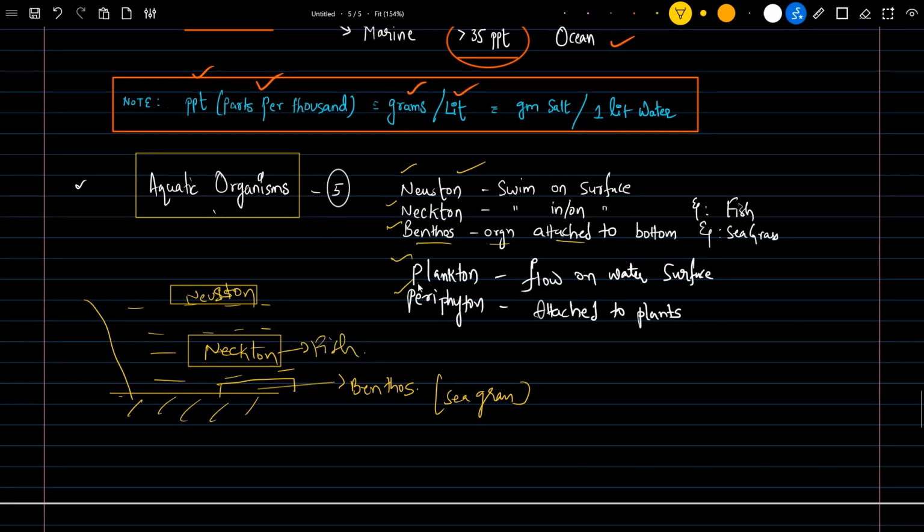And next, what is plankton and what is periphyton. Plankton basically flow on the surface water. And periphyton: let's say there is some tree here, and on this tree periphyton will be present. So these are attached to the plants, an example like algae. So these are majorly the 5 aquatic organisms: neuston is one, next is nekton, next is benthos, periphyton, plankton. These 5 are the types of aquatic organisms present in an aquatic ecosystem.